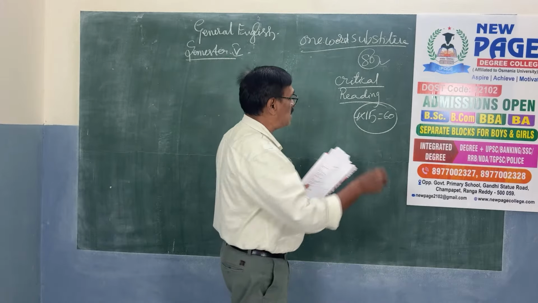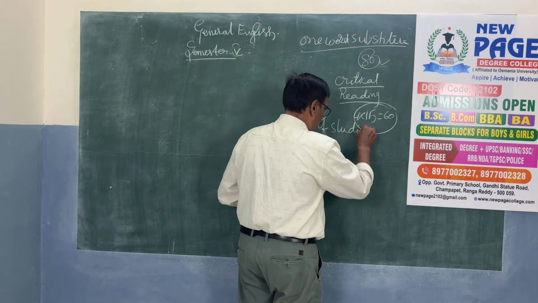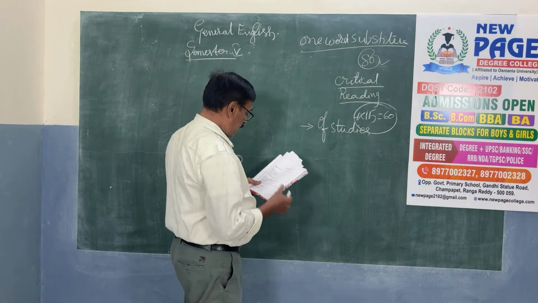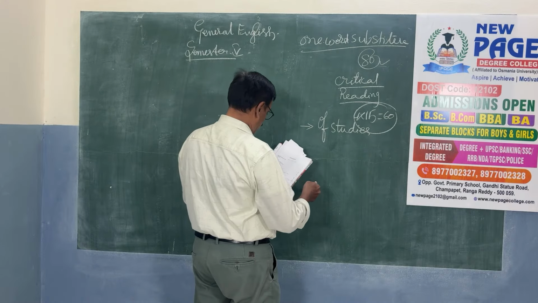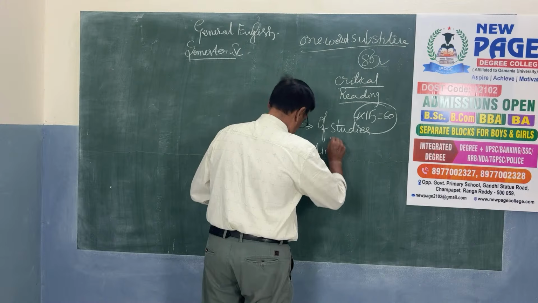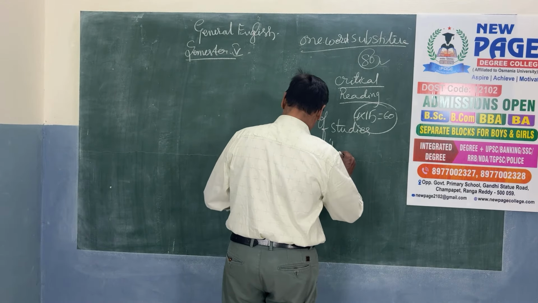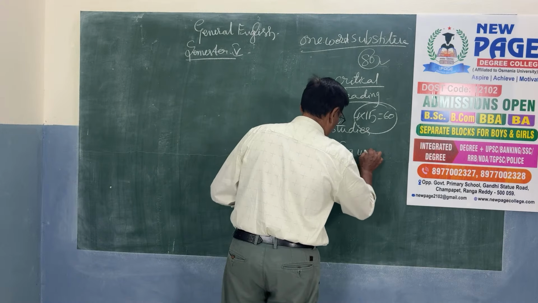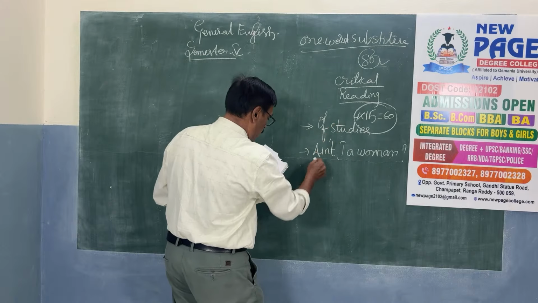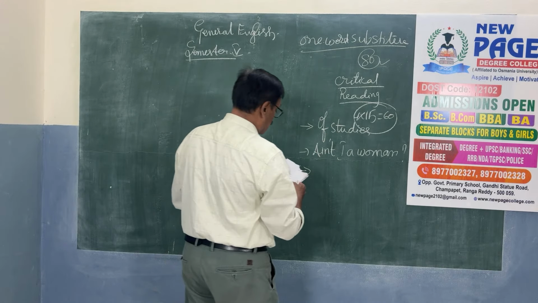The first one is Of Studies. Critical reading 1. Critical reading 2. What is that one? Next one, Ain't I a Woman. This is one of critical reading number 2. And what is number 3? Critical reading, ma. So just go through it now.